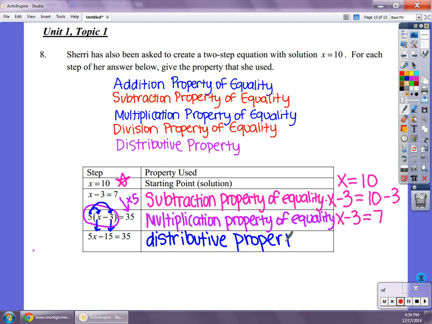And what I want us to remember here is, why didn't we have to distribute on the other side? Remember, the distributive property is not a property of equality, so in this case, I only had to do that distribution on the left side of our equation. And Sherry's final equation that we're left with is 5x minus 15 equals 35. And since we're asked to build an equation, not solve, in this case, that's going to be our final answer.